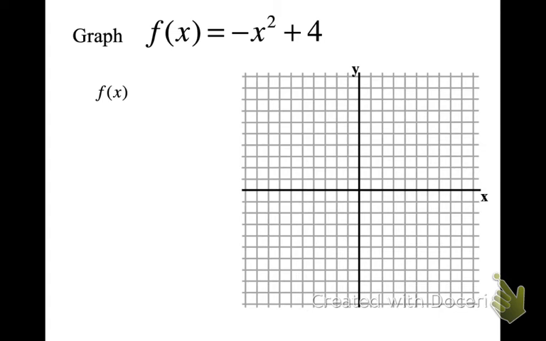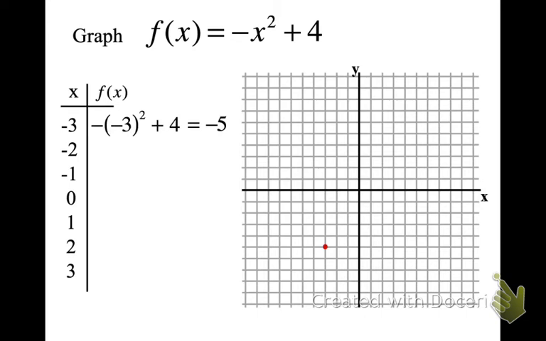Okay, this time, what's happening to my parabola? When I see +4, it's going to shift the vertex up 4. When I see the negative times the x squared, it's going to flip the parabola upside down. So it should be upside down with the vertex. It's a great way to check yourself.